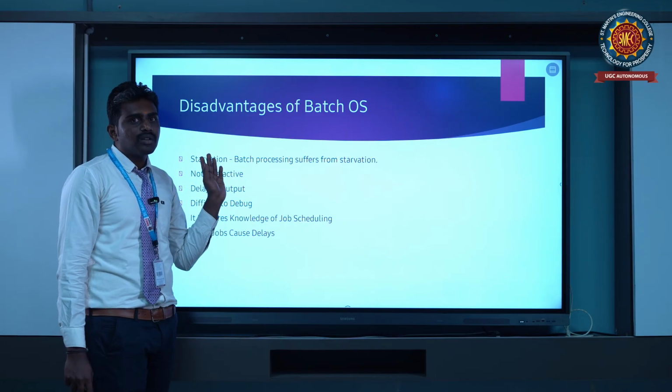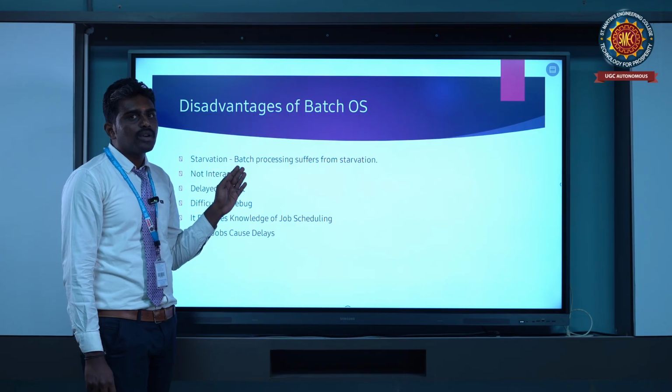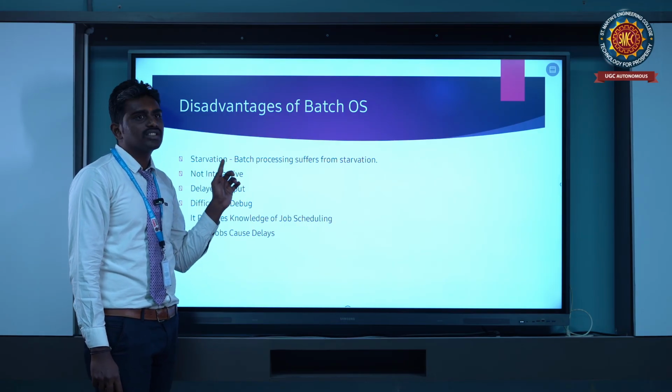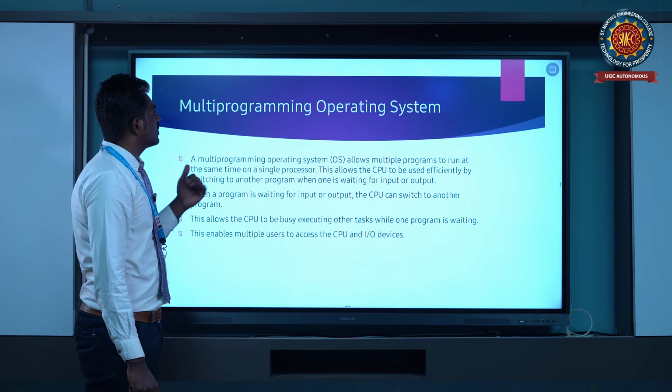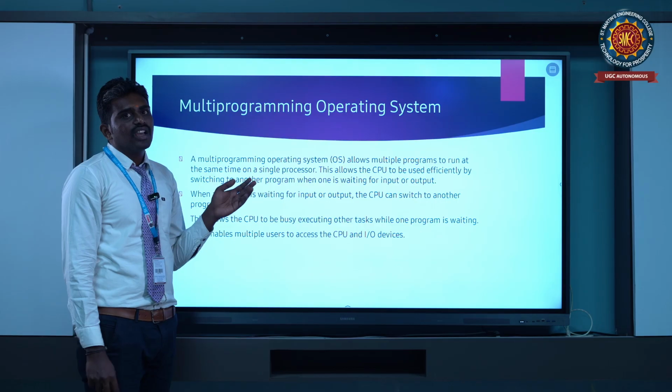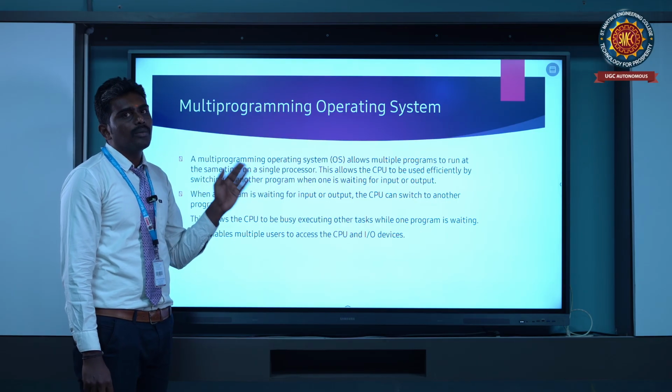These are the disadvantages. Starvation is the major drawback of the batch operating system. Starvation is the most significant disadvantage of the batch operating system. And next we are going to the multi-programming operating system.